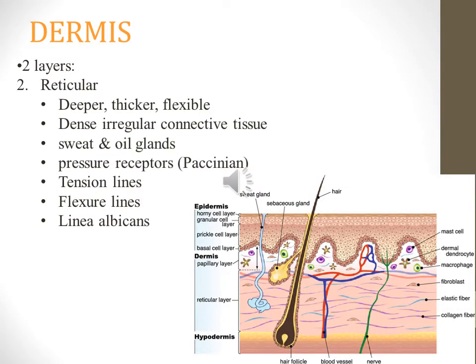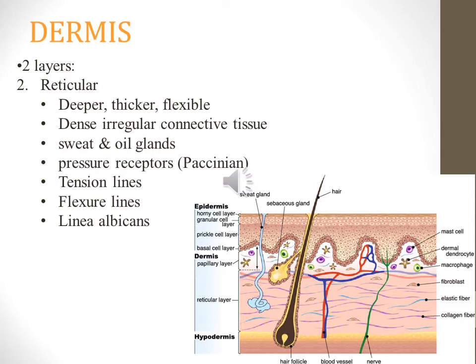So our deeper, thicker, more flexible layer of the dermis is known as the reticular layer. 80% of the thickness of the dermis is here at the reticular layer. It's coarse and made of dense, irregular connective tissue. We have some sweat and oil glands that arise here, along with deep pressure receptors known as Pacinian corpuscles. And then we have a couple sets of lines here. Our tension lines, or cleavage lines, are a series of collagen that run parallel to the skin surface.